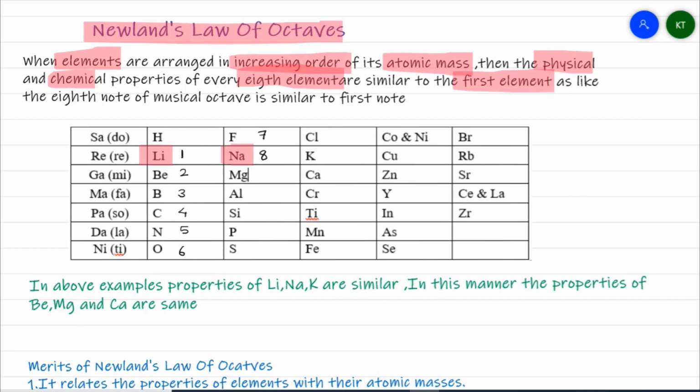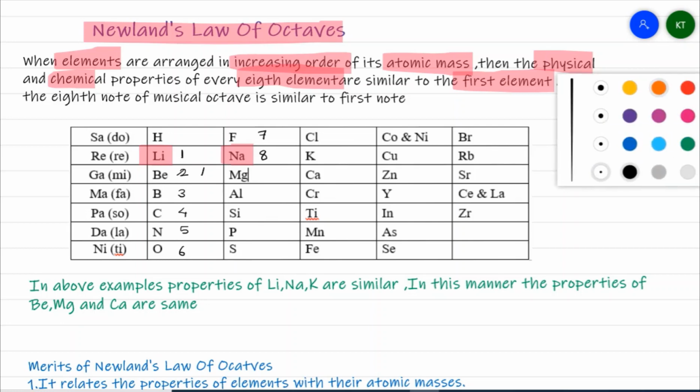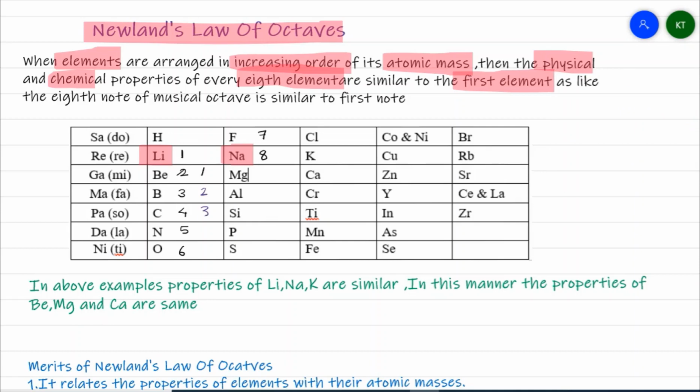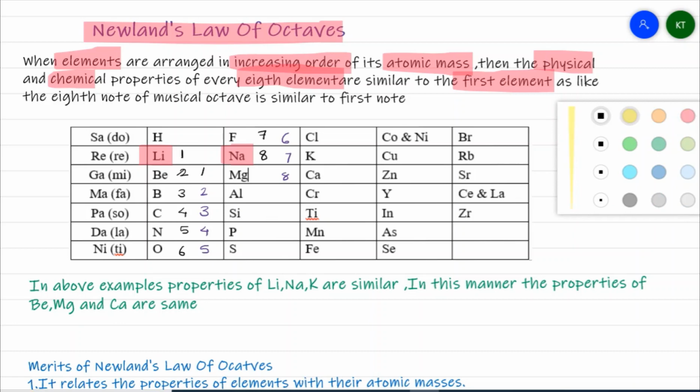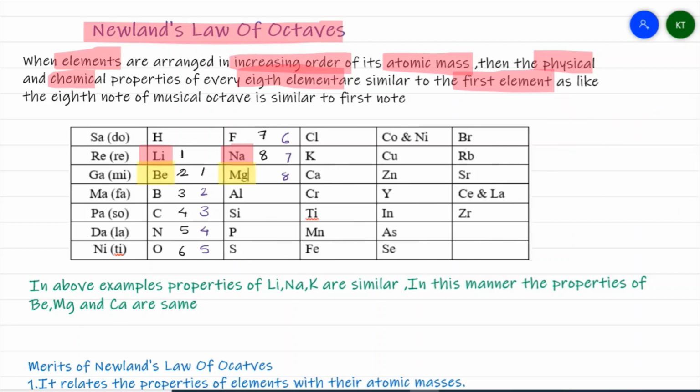In the same way, if I take beryllium as the first element, then boron becomes second, carbon becomes third, fourth, fifth, sixth, seventh, eighth. So the properties of beryllium and magnesium will be similar.